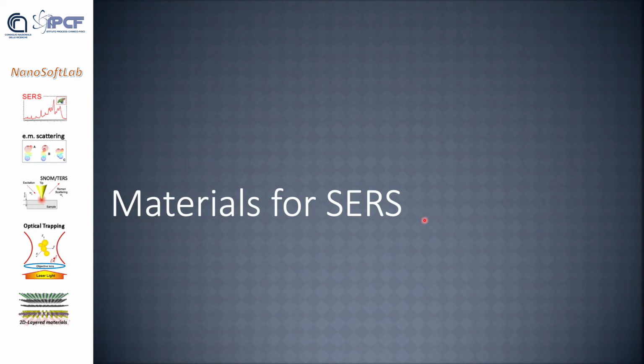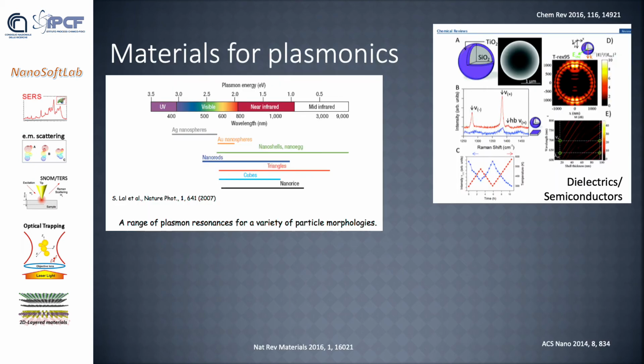In the following slides, I will describe some of the materials and the methods that are used to produce SERS-active substrates. For what concerns the materials, playing with shape and with metals like silver or gold, it is possible to cover basically all the region that goes from the visible to the mid-infrared.